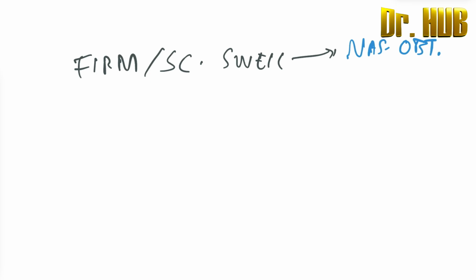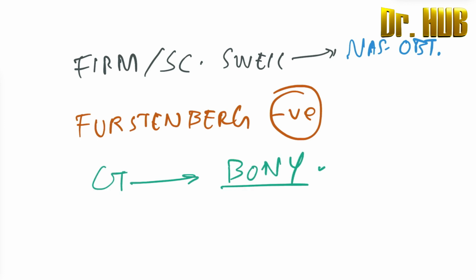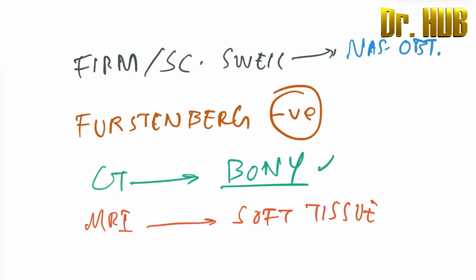The Furstenberg test is performed. This test is going to be negative. The CT will reveal the bony details. Then comes the MRI. MRI will show soft tissue details.